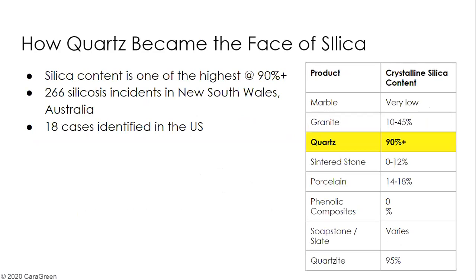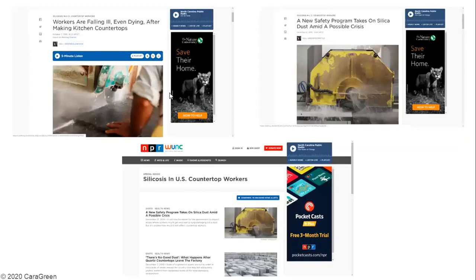Now, how did quartz suddenly become the face of silica? We talked about quartzite. It's 95% silica, but quartz is a mainstream product. It's taking over from granite, and it has the highest silica content, really, of the mainstream materials. New South Wales, Australia is the center of where a lot of this awareness came out. And recently, there was a report by the CDC on 18 cases that were identified in the US. The general school of thought is that this is the tip of the iceberg, and this is the next asbestos or mesothelioma, is some of the language that's out there.